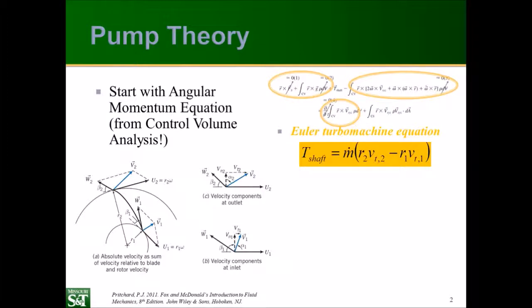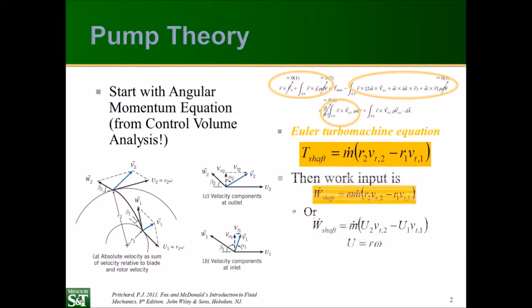So once we've done this, we want to convert to work done because we're really interested in how much power we have to apply to this pump in order to add sufficient energy to the fluid. So we get that by multiplying by the rotation rate. The rotation rate, omega, is in radians per second. And so we can simplify this by recognizing that the runner speed, u, is just the radius times the angular speed. And so we end up with that second equation.